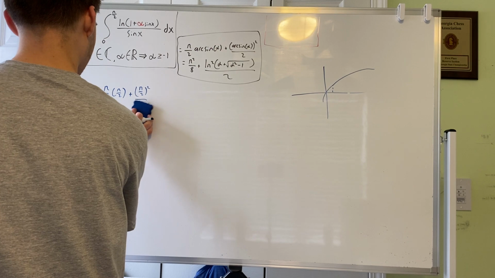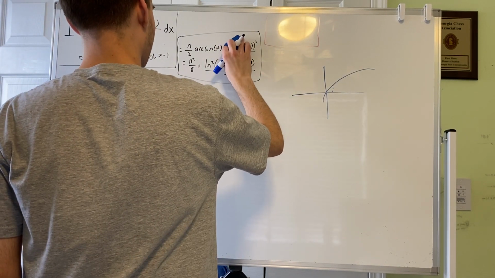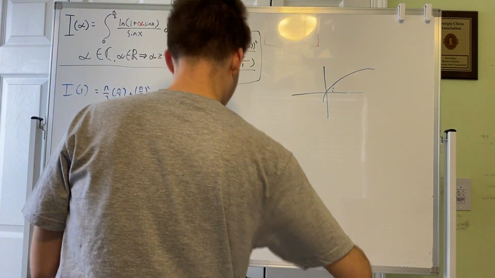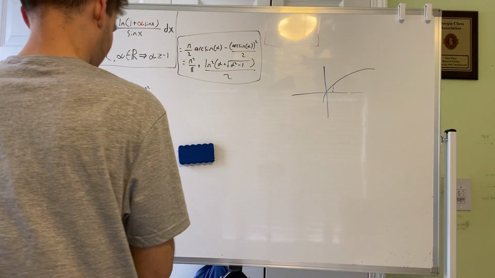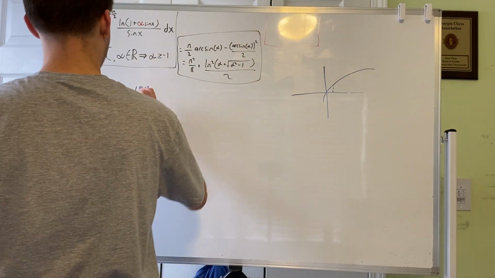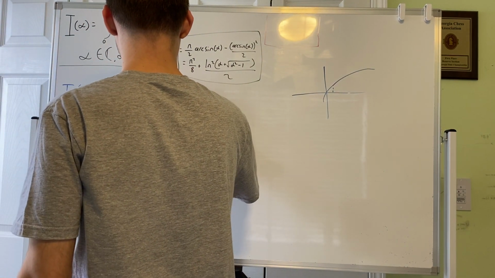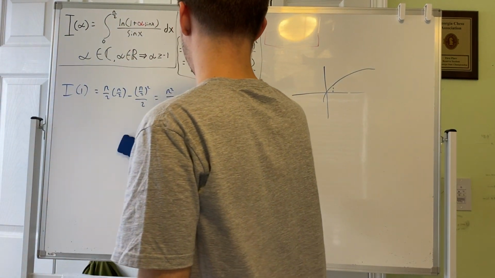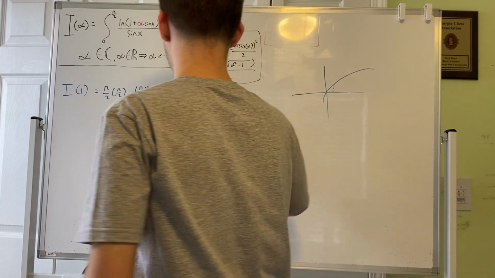Ah, no. I almost messed up. Ha ha ha. That's a minus sign. So it's this, which means we have pi squared over 4 minus pi squared over 8, which is pi squared over 8.